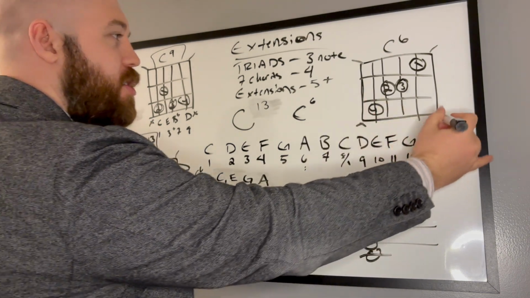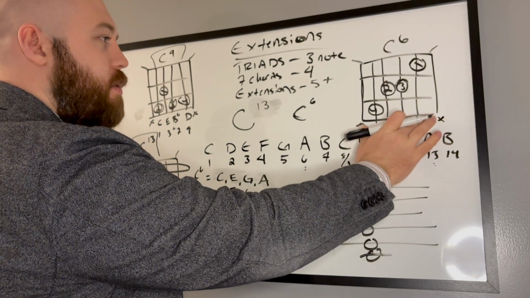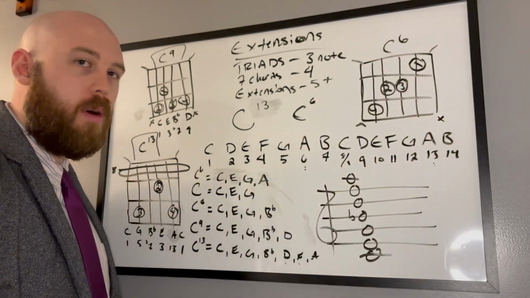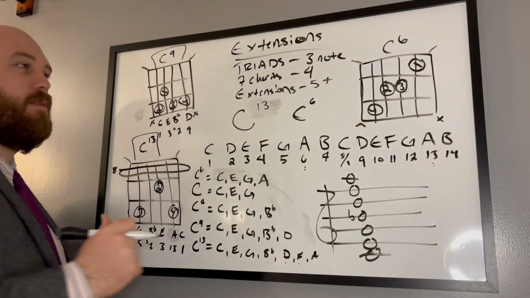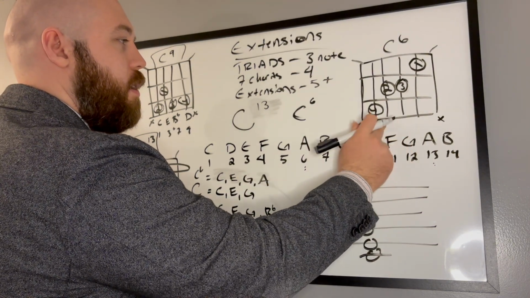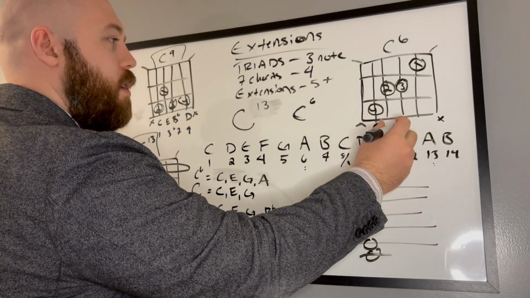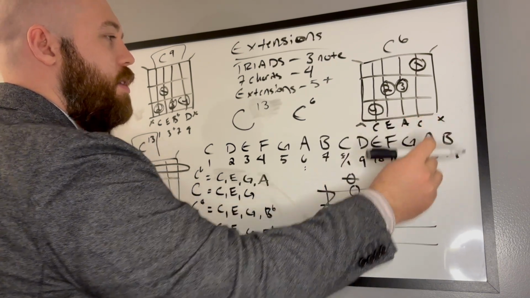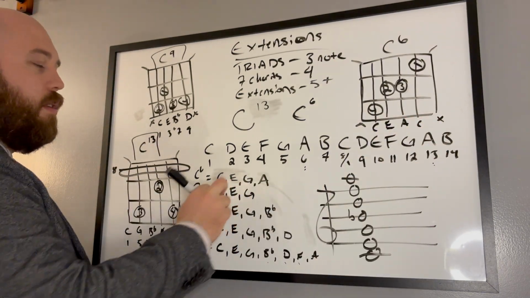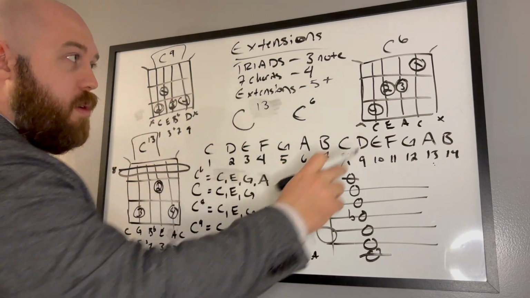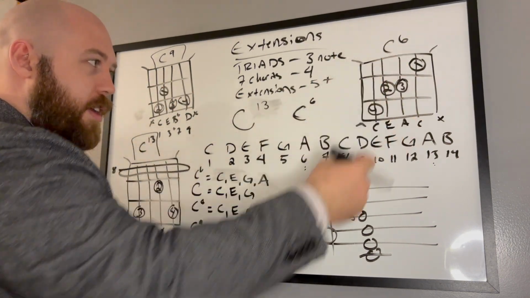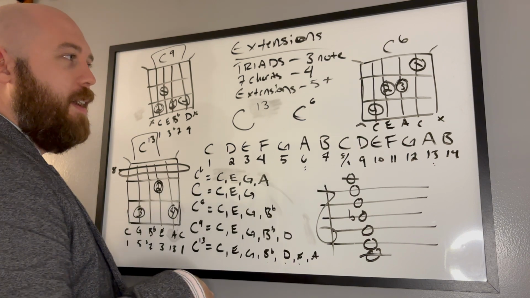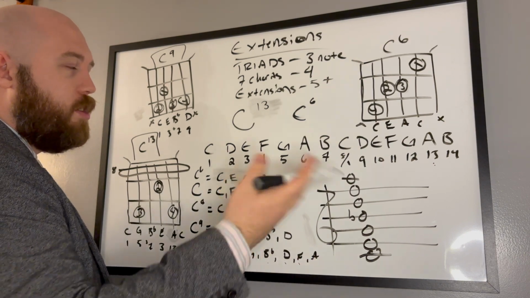Now you can move this shape if you don't play the open strings. You can move that wherever you want on the fretboard, just like you can move these. But what are we playing here? C, E, A, and another C. So what do we take out? The fifth. Because usually when we play a C chord, this G string is open. That's where the G comes in. But here, we're swapping it out.